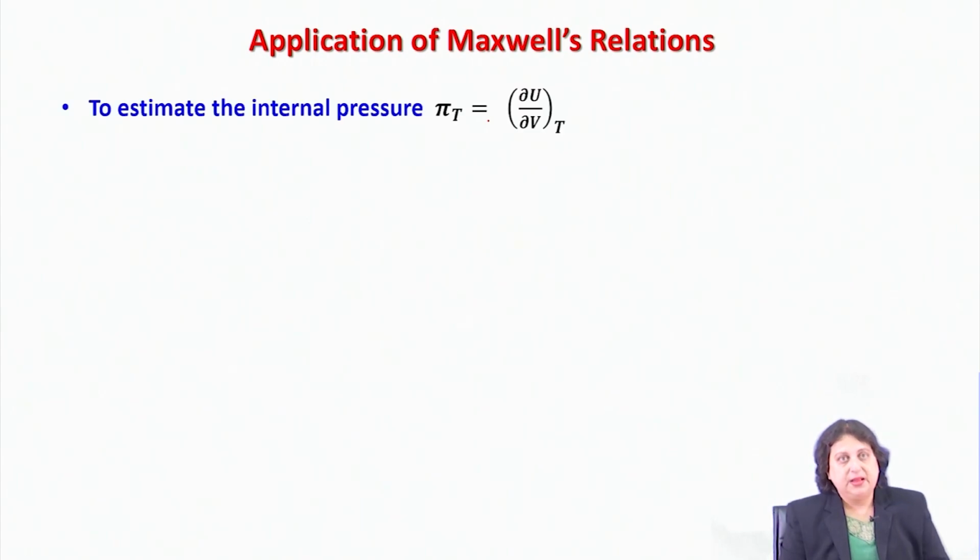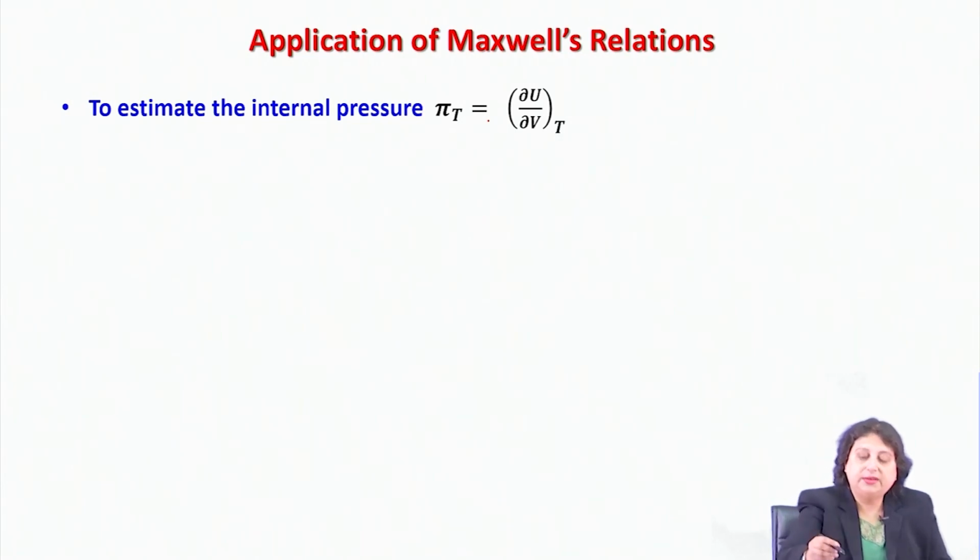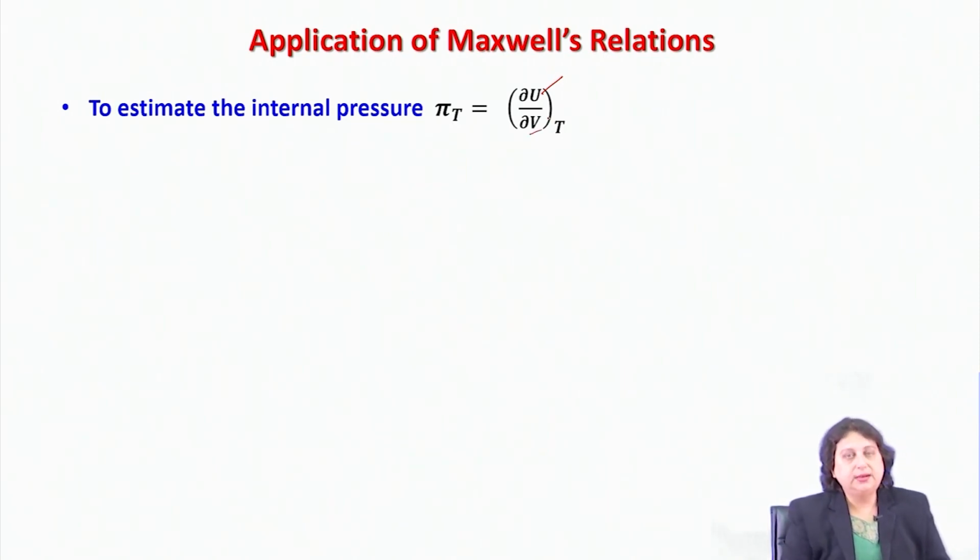Now the question is, how am I going to use these Maxwell's relations to solve some of the problems at hand? Let us first look at how to find out the internal pressure pi T. Now, do you remember how I defined pi T? Pi T is the partial derivative of the internal energy U with respect to volume V under isothermal conditions.